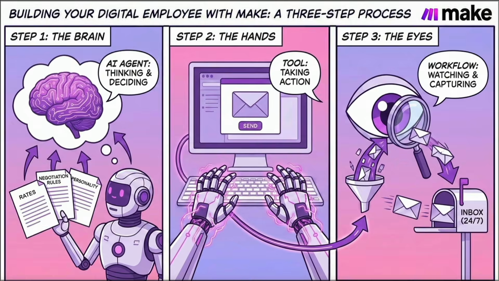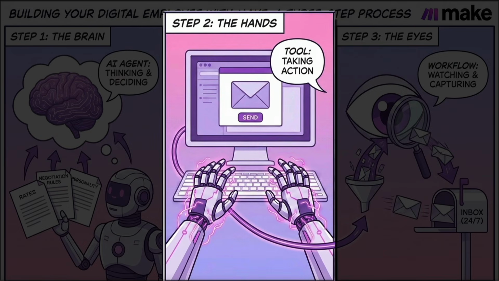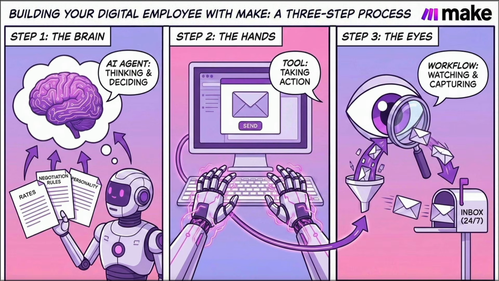Second, we need to give it some hands. Even a smart AI can't actually do anything if it isn't connected to an app. So we're going to create a tool, which is a separate automation that gives the agent the ability to hit send on an email. We'll then connect these hands to the brain so it can take action.